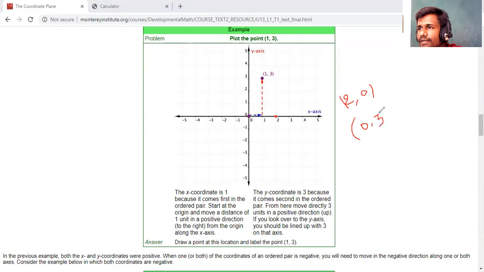Similarly, we can show (0, 3). Now where is the 0? Here we have 0. And where is the 3? On the y-axis, here it is 3. This point is called (0, 3), and we call it a point on the y-axis.